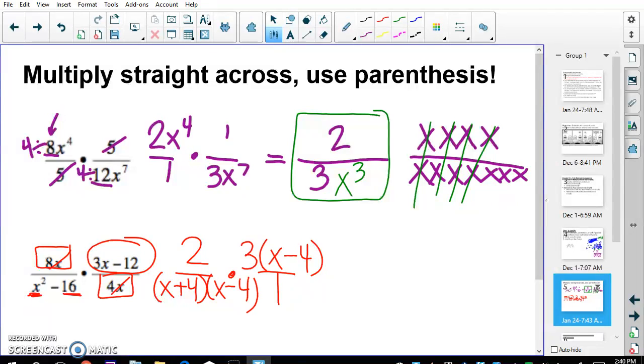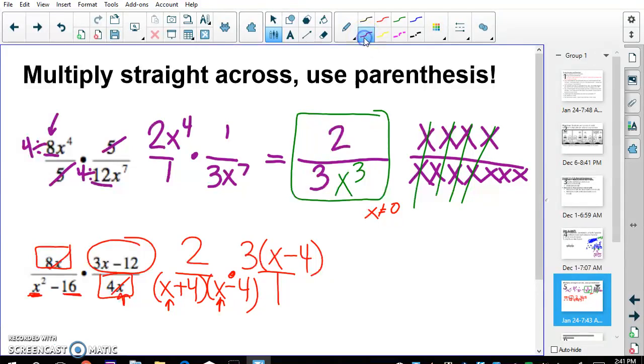Now, if they ask you to find excluded values, up on the top, this one, x couldn't be 0, and you don't care about the 3, doesn't make any difference. Down here, x couldn't be -4 or +4, or 0 from right there. But I'm not sure if we'll actually ask you that on the final. It's just good to know.